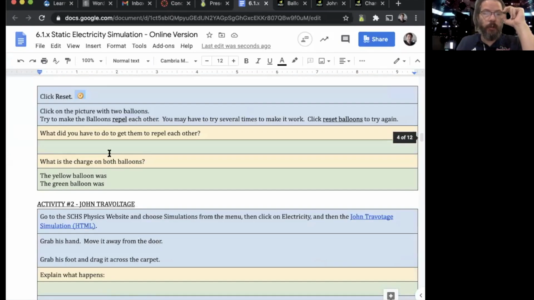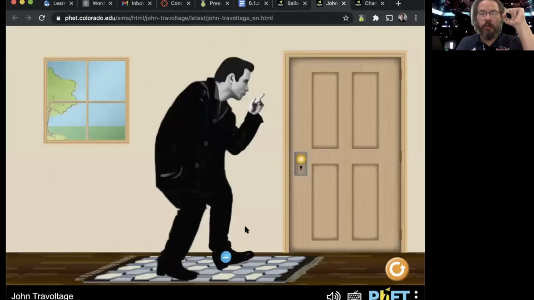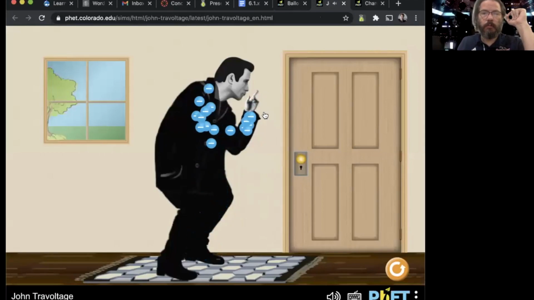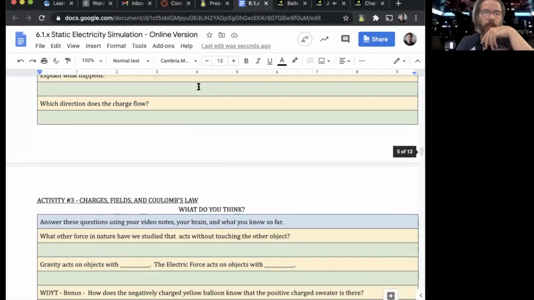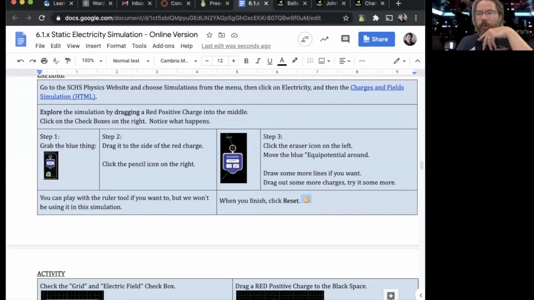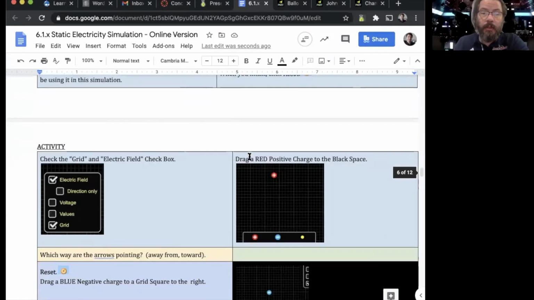All right, read it carefully. This one, the John Travoltage, is really simple. You just drag his foot and you can move his hand. Okay? Be sure you're reading the directions carefully. When you get to this bottom one, this one can be confusing. I've included very detailed instructions with lots of pictures explaining what each thing is. So please read carefully, okay?